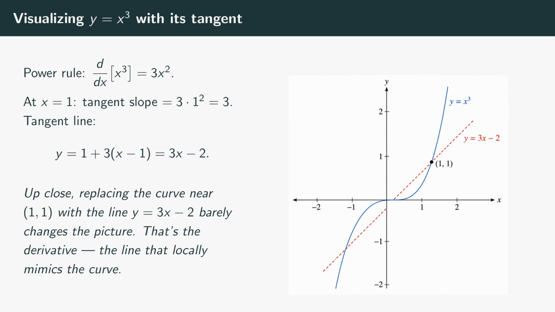Now look at the picture. The red dashed line is y equals 3x minus 2. The blue curve is y equals x cubed. They kiss at the point (1, 1) and pull away from each other as you move further along. The tangent is the unique straight line that hugs the curve at that one point. If you zoomed in tight around (1, 1), you couldn't tell the curve from the line. That is what a derivative is geometrically. The number 3 is the answer to how steep is x cubed at x equal to 1? And the power rule produces that number with 2 operations: bring down the exponent, subtract 1.